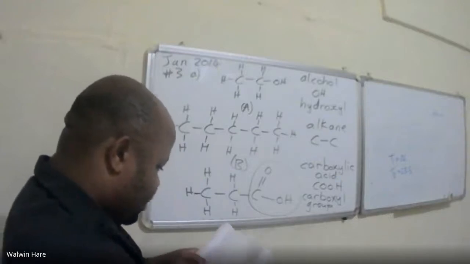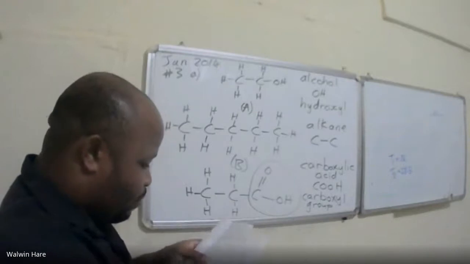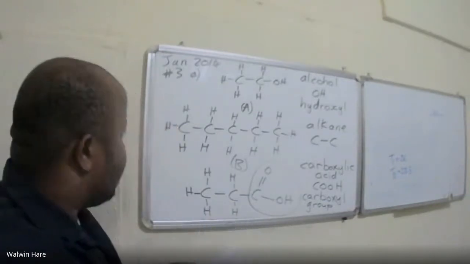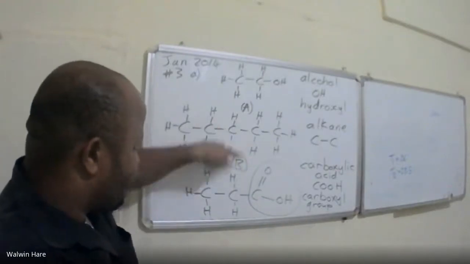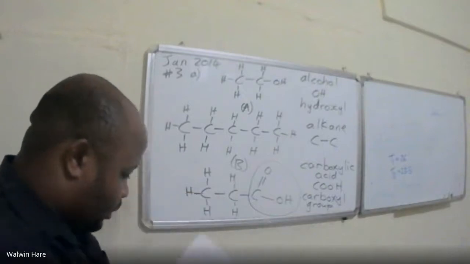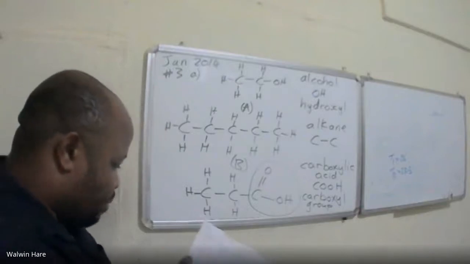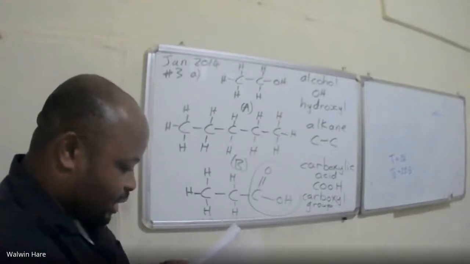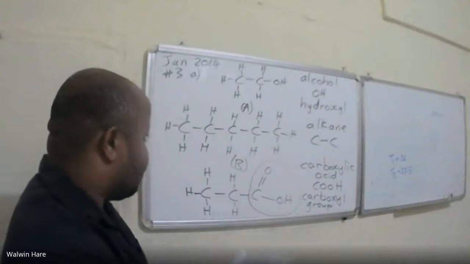So the first question, part A, was to state the name of the whole molecular series to which compounds B and C belong. Compound B, as we know, is the alkane, and C is the carboxylic acid. For part B, it says compound A burns with a blue flame in oxygen. Write a balanced equation for this reaction.